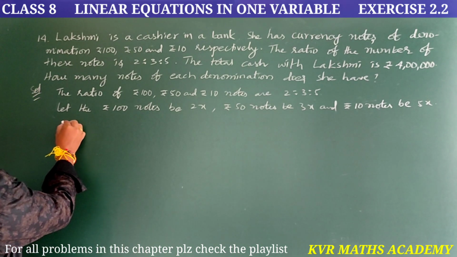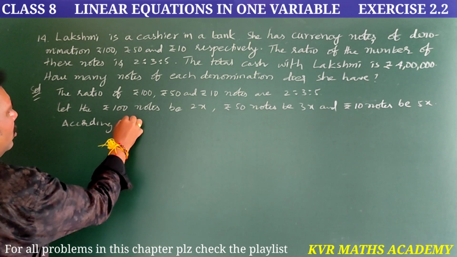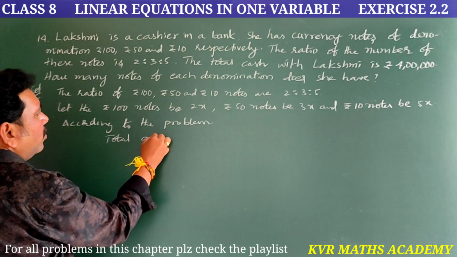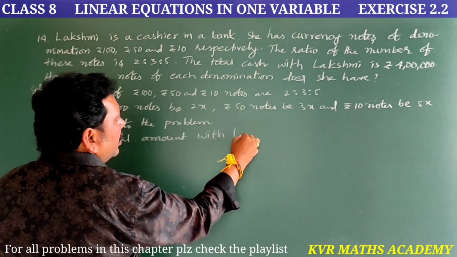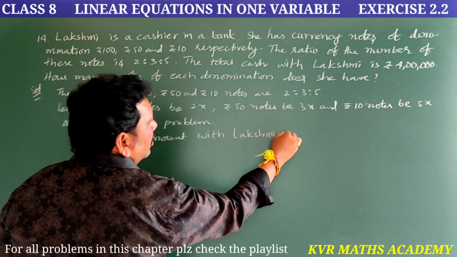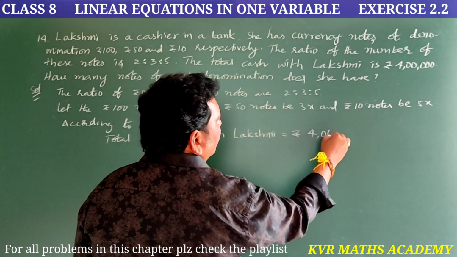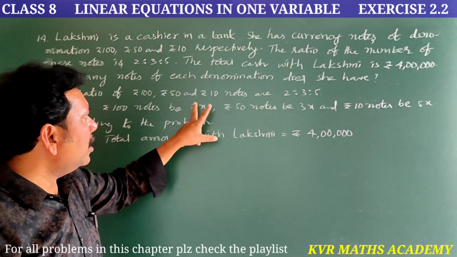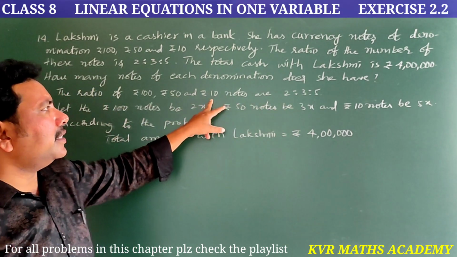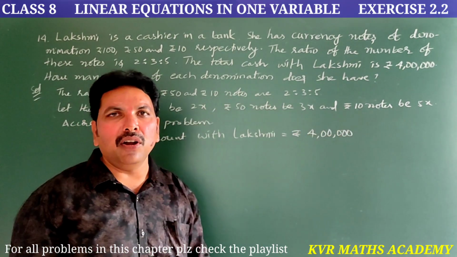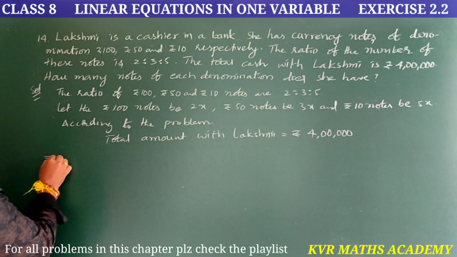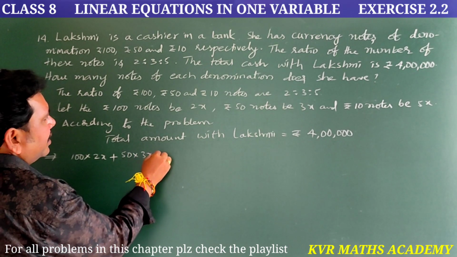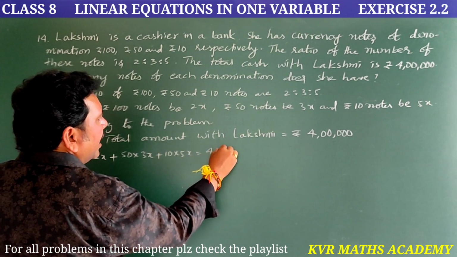Look here. According to the problem, the total amount with Lakshmi is rupees 4 lakh. So 100 rupee notes into 2x plus 50 rupee notes into 3x plus 10 rupee notes into 5x, if you do, we will get 4 lakh. Therefore, that implies 100 into 2x plus 50 into 3x plus 10 into 5x is equal to 4 lakh.